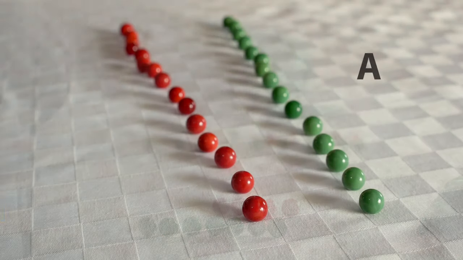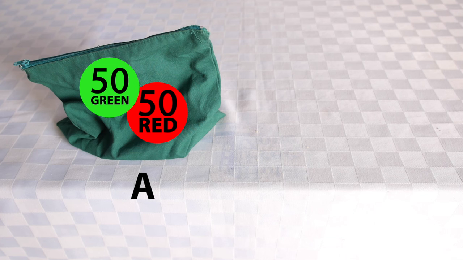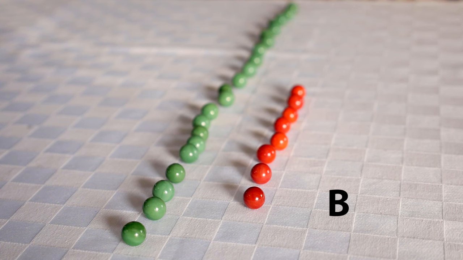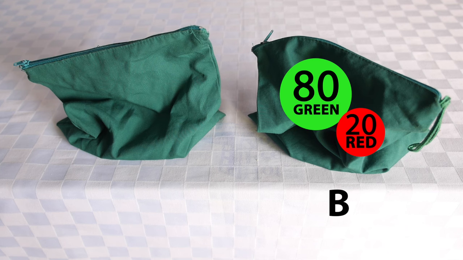Around 50% of our first sample will be green. That is what we'd expect from the bag with 50 red and 50 green marbles. From the other bag, supervision area B, our sample of 30 shows 23 green marbles, or close to 80% green. Again, this is what we'd expect with 80 out of 100 marbles in the bag being green.